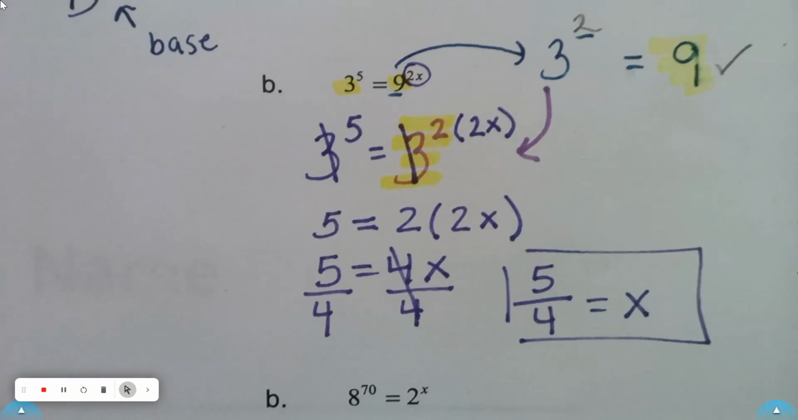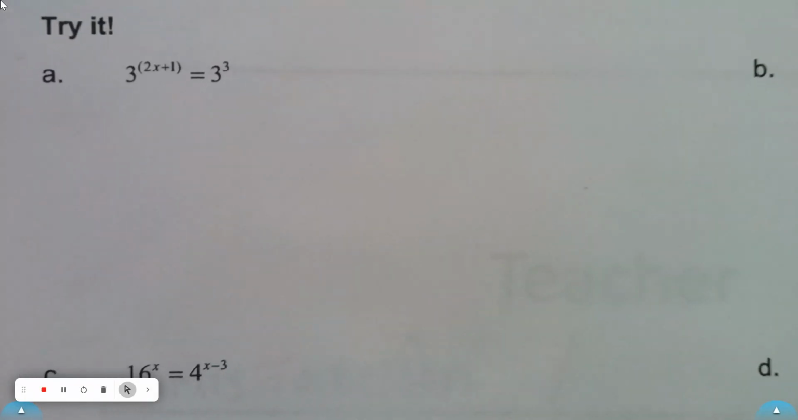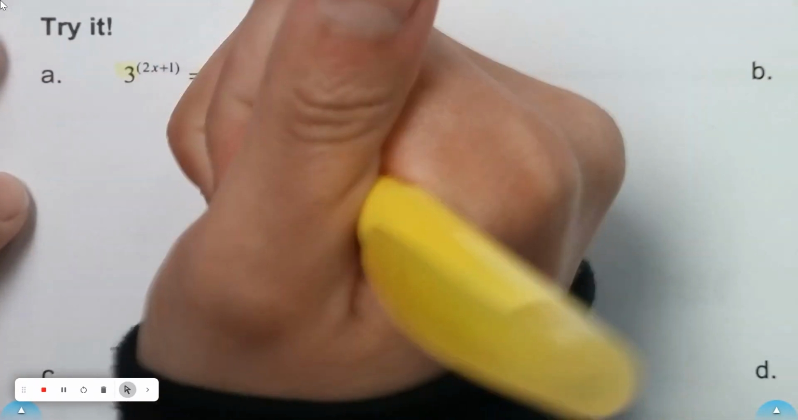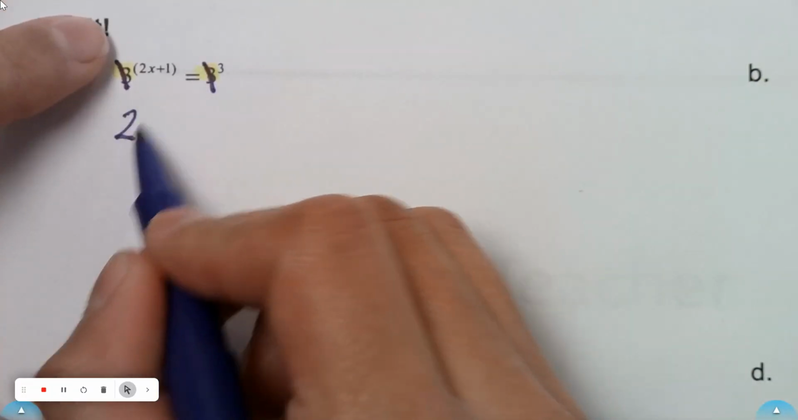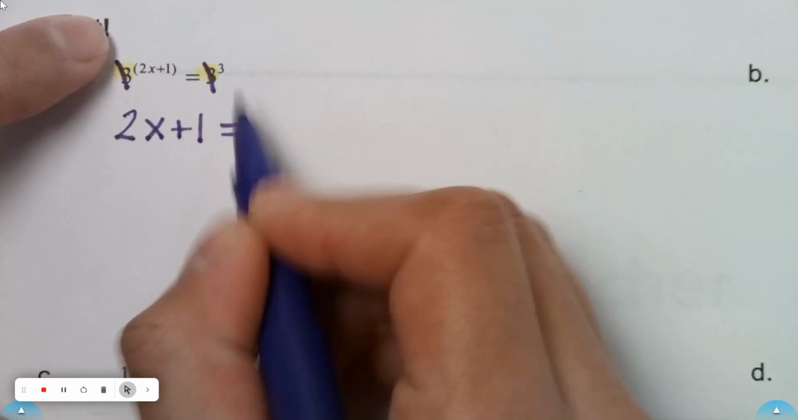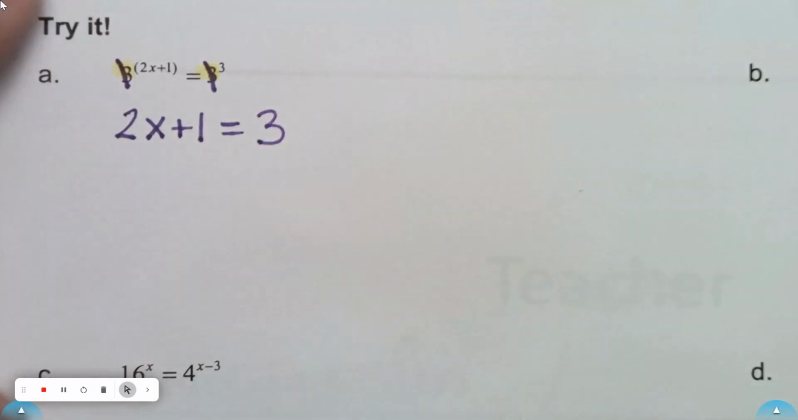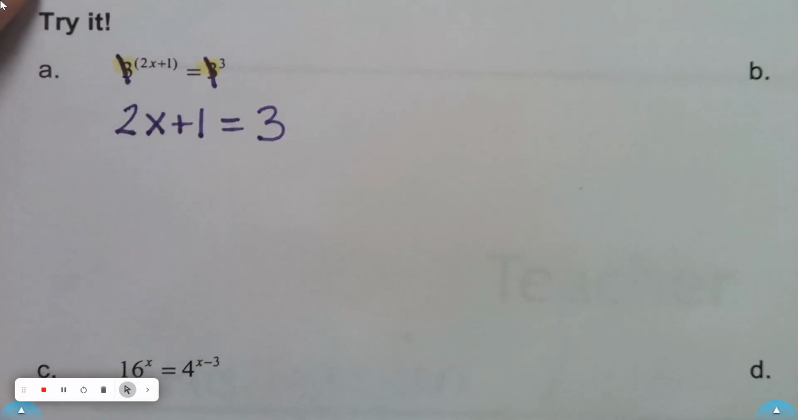Okay, let's try the bottom 4. So if your bases match, so you see how the 3 matches the 3, that's good. Those cancel each other out. Whatever I have left over in the air is my exponents, I bring back down. So I have the 2x plus 1, and I have the 3. And then from there, I just solve for x.